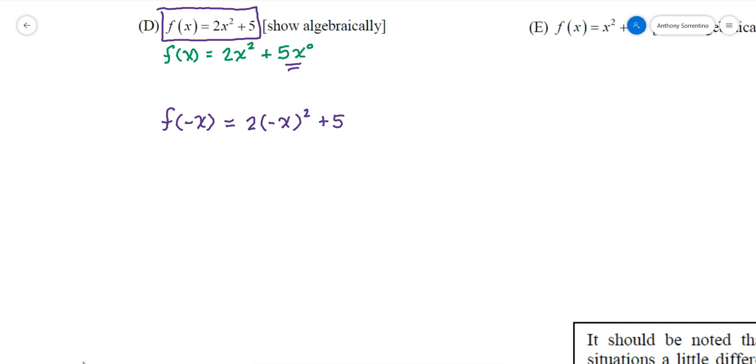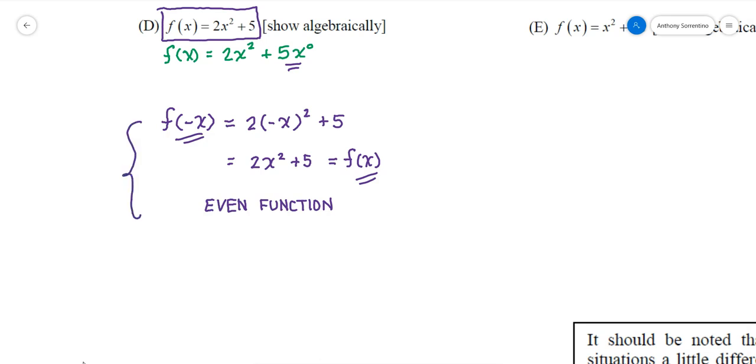Well, if I square a negative value of anything, it's going to become positive when I square it. So this is going to be 2 positive x squared plus 5, which is the exact same thing as f of x. So as a result, by the test we defined above, since f of negative x equals f of x, this is an even function. So beforehand, I had kind of determined that it was based off of the shortcut, but this is the work that needs to be shown to justify me saying it's an even function.